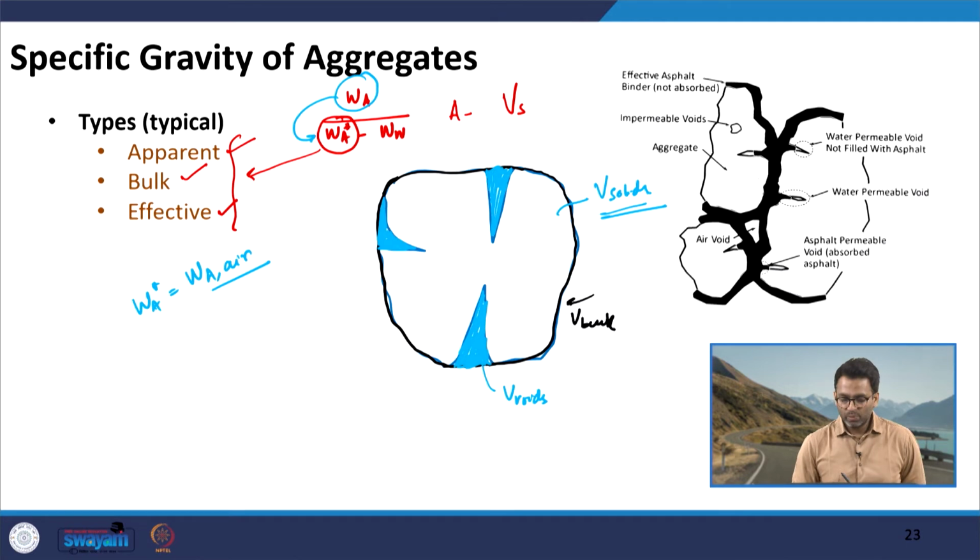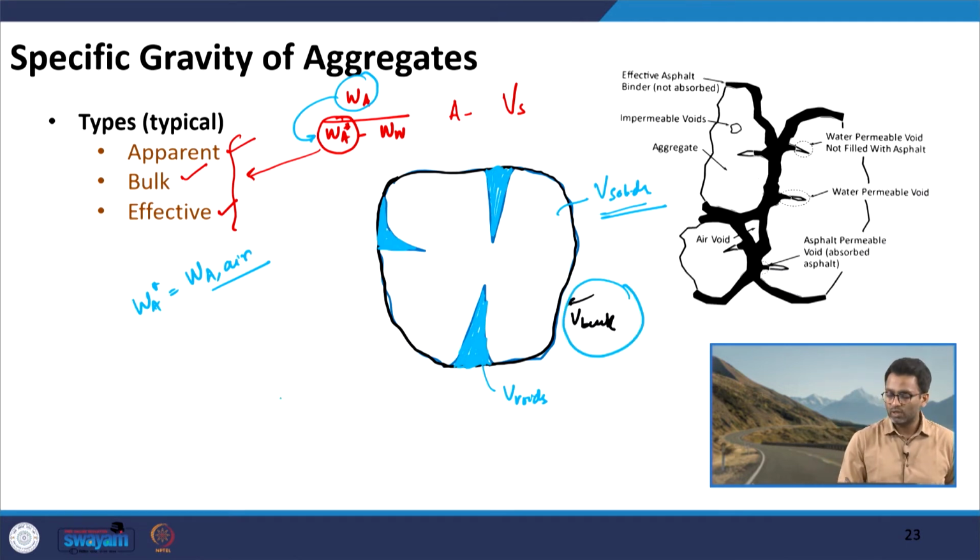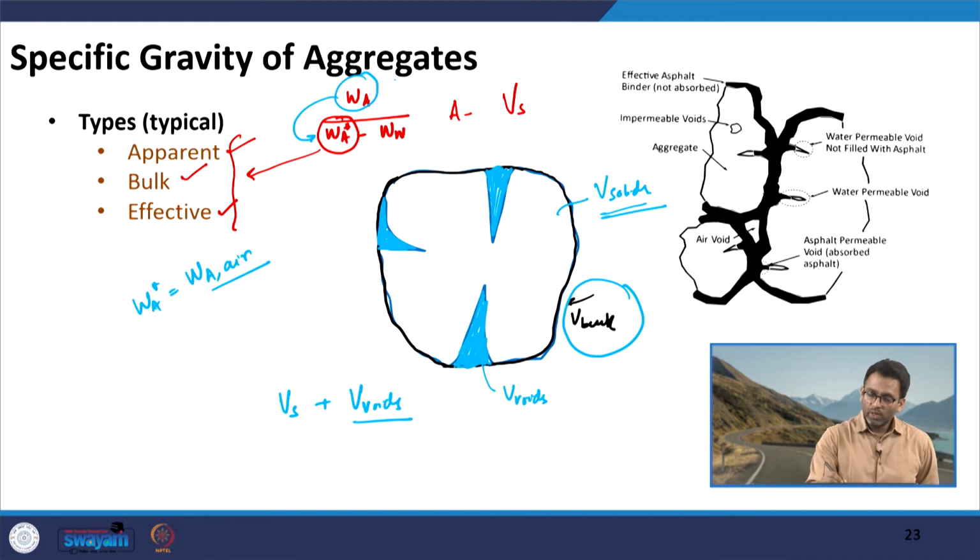In case of bulk specific gravity, I am interested in the bulk volume, which means I am interested in the volume of solid plus the volume of water permeable voids, all right. Numerator is weight in air, that is a different thing, but in the denominator this W A star should correspond to the bulk volume of the aggregate. So, how do I do that? Because now I am interested to also add this particular volume. So, that is why we take saturated surface dry volume.